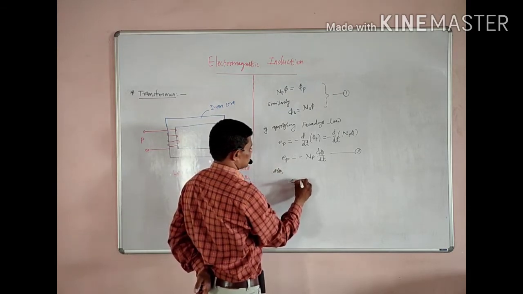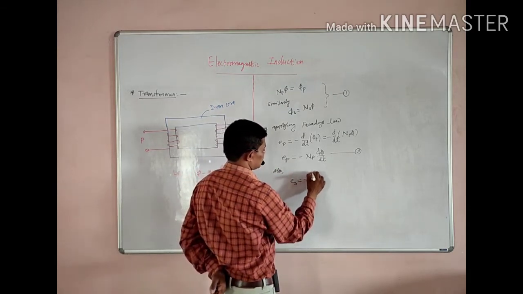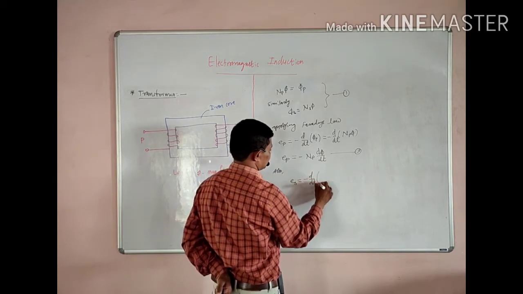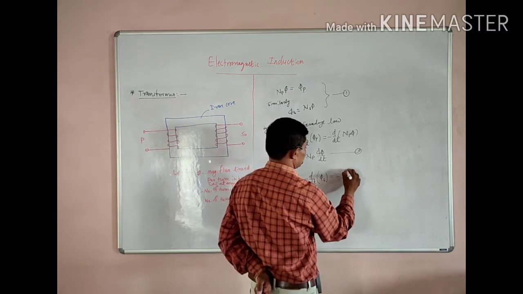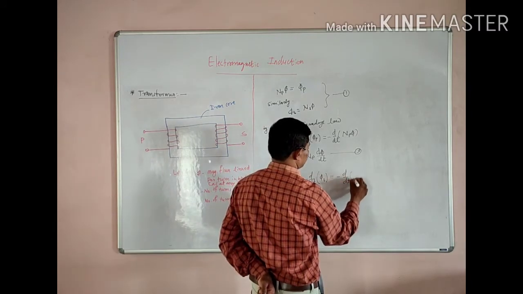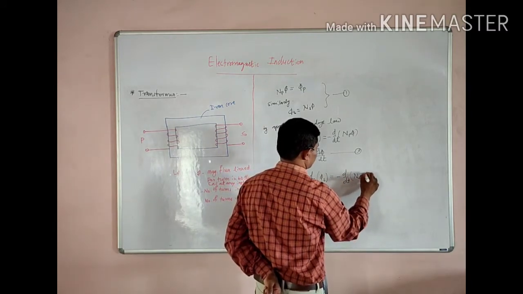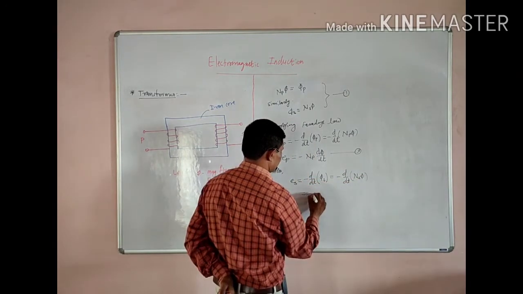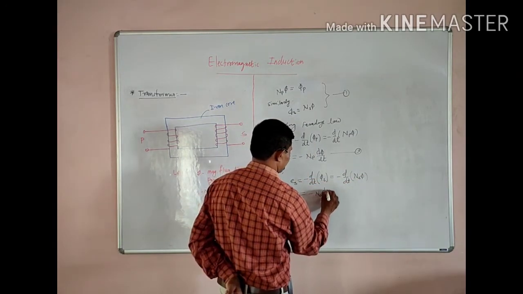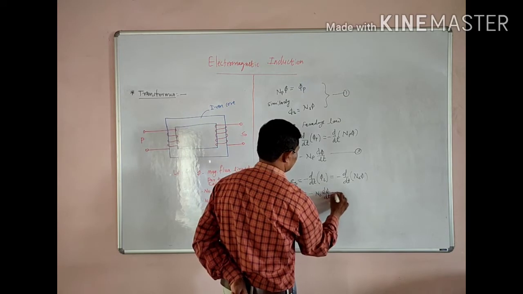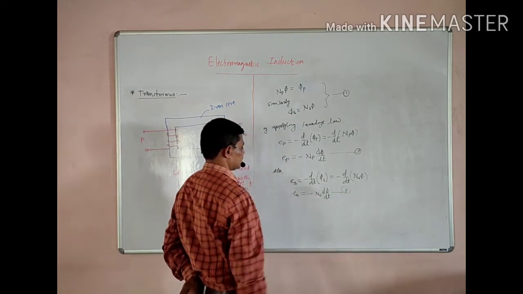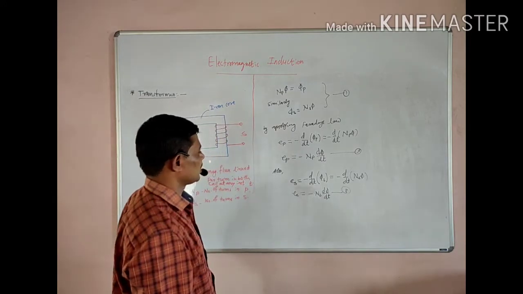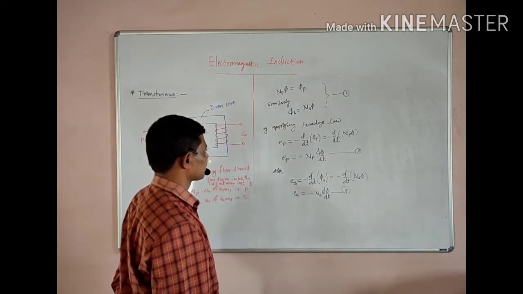And also for the secondary coil, the EMF induced in the secondary coil is nothing but minus d by dt of phi s, which is again similar to minus d by dt of Ns phi, or this is equal to minus Ns d phi by dt. Equation 3. This secondary EMF Es is equal to minus Ns d phi by dt.